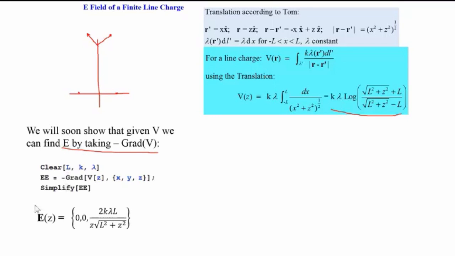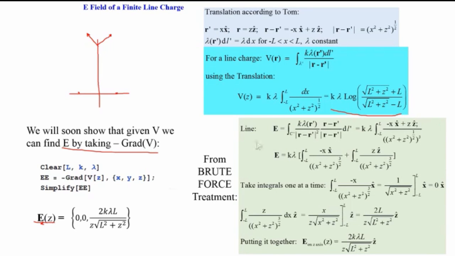If we only want this along the z-axis, so this would be Ez, the z component as a function of z, we'll get this value here. Let's look at this in terms of brute force. We've done this before. If you go back to the general equation for E, it looks like this. So you have this right here is r hat, this is k lambda of r prime, and then here's your distance squared. So that's what gives you the E field for a line charge in general.